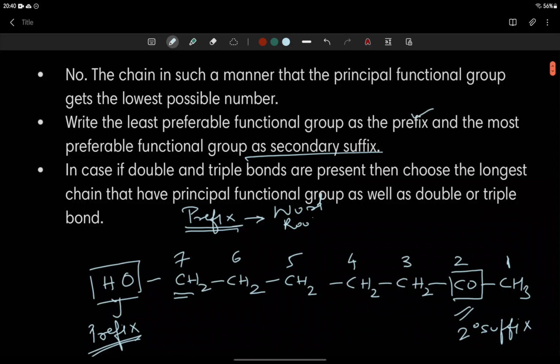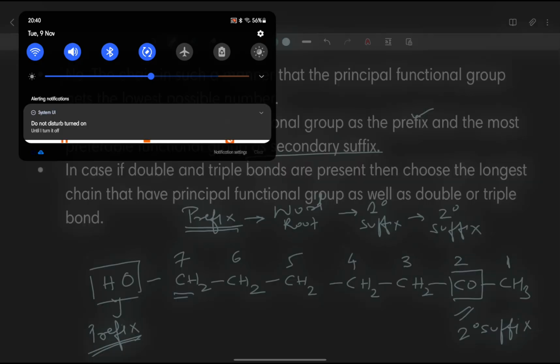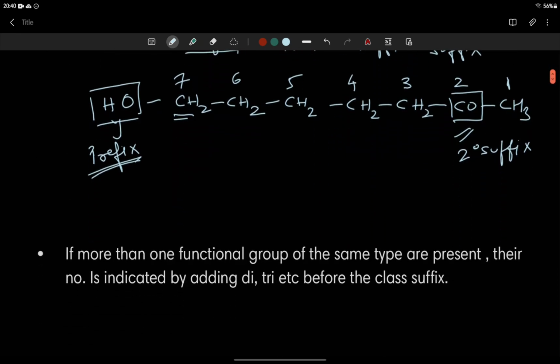After writing the word root, we write the primary suffix, which is alkane, alkene, alkyne, and the secondary suffix, which is the principal functional group. Clear? Now just see how to write the name.